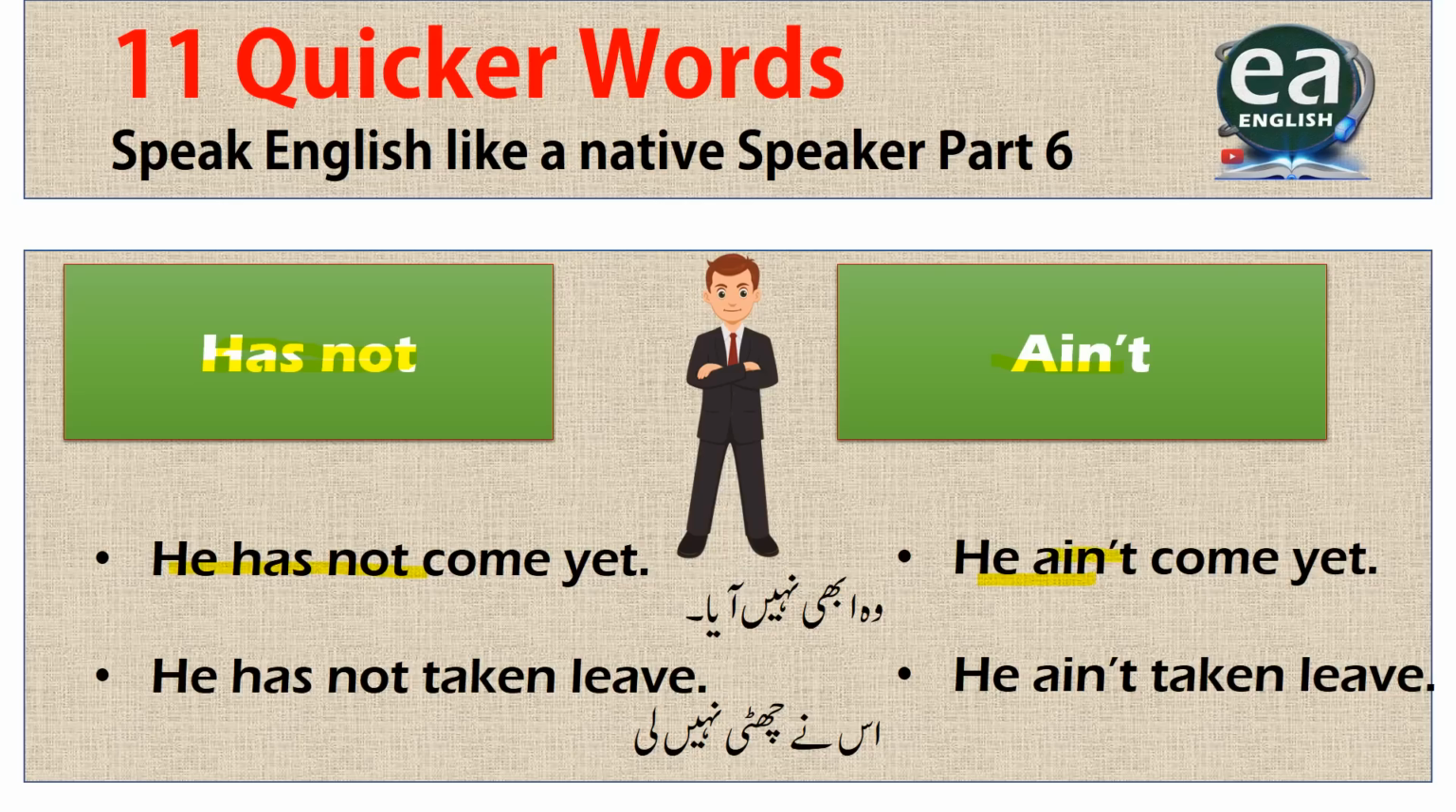Very simple. You can check the next verb after that. Like there is written taken or come and there is written yet. And most of the time the yet is only used when there is the third form. So instead of using have or has, you can say ain't. Because there is third form over there, you can make a distinction. For example, if this is written he has not come yet, you can say he ain't come yet. He has not taken leave. You can say he ain't taken leave.